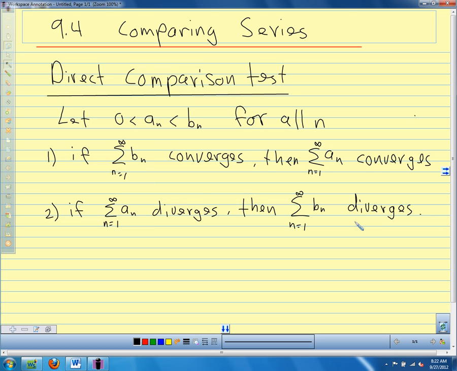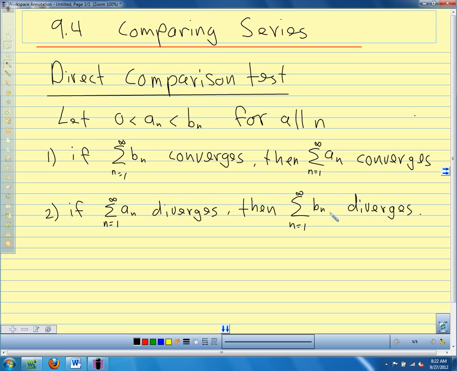And the second case, because the series for a sub n diverges, the sequence of partial sums for b sub n is going to be unbounded, because b sub n is always greater than a sub n. So that's how we would go about proving those. It's a pretty intuitive idea using the direct comparison test.